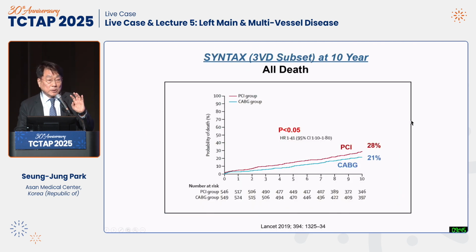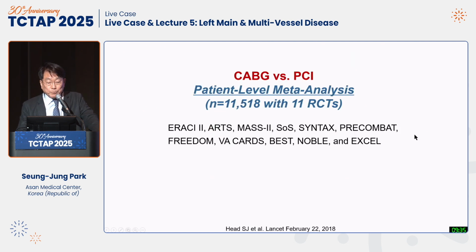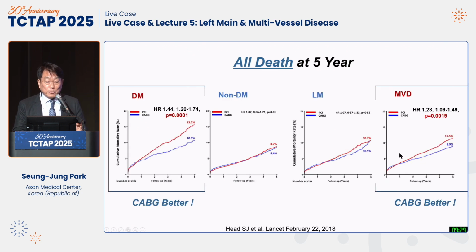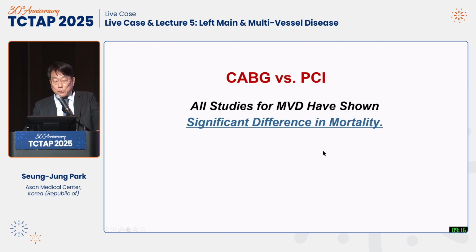The SYNTAX study actually combined left main and multivessel disease. This is a subgroup analysis. In 3 vessel disease, 10-year deaths were clearly better with bypass surgery. If you look at the meta-analysis of bypass surgery versus PCI at 5 years, surgery is definitely better. In diabetic patients with multivessel disease, surgery is clearly better. In non-diabetics, there actually remains no statistical difference between the two.